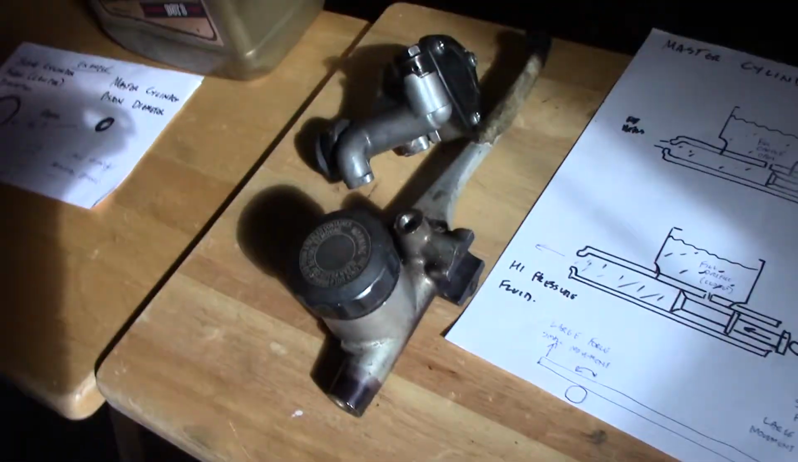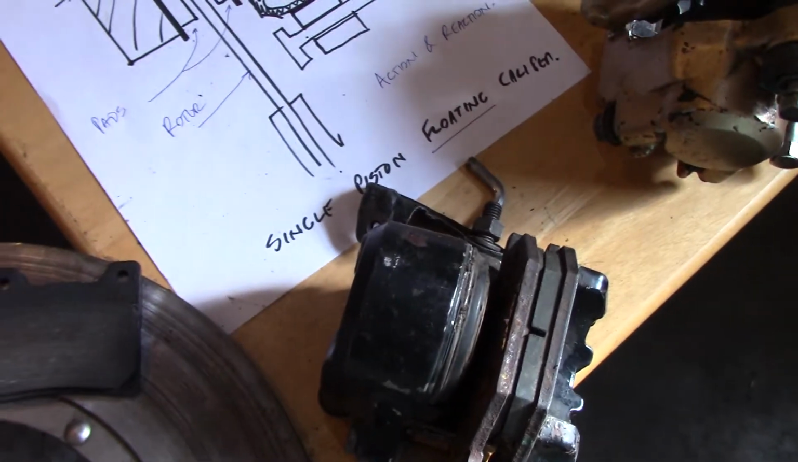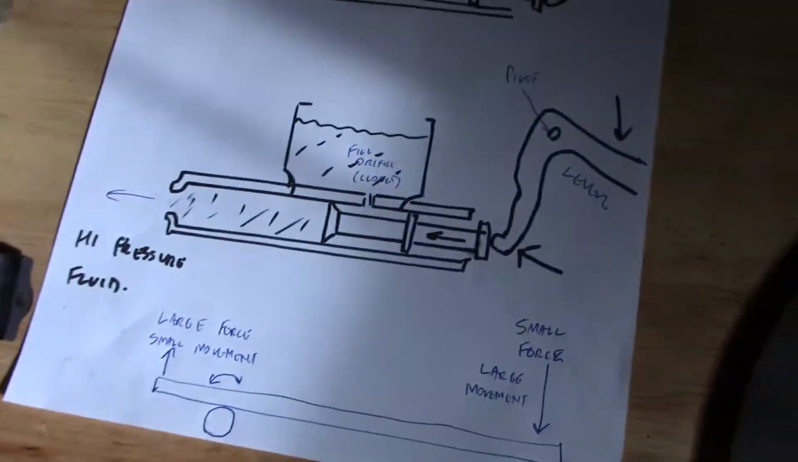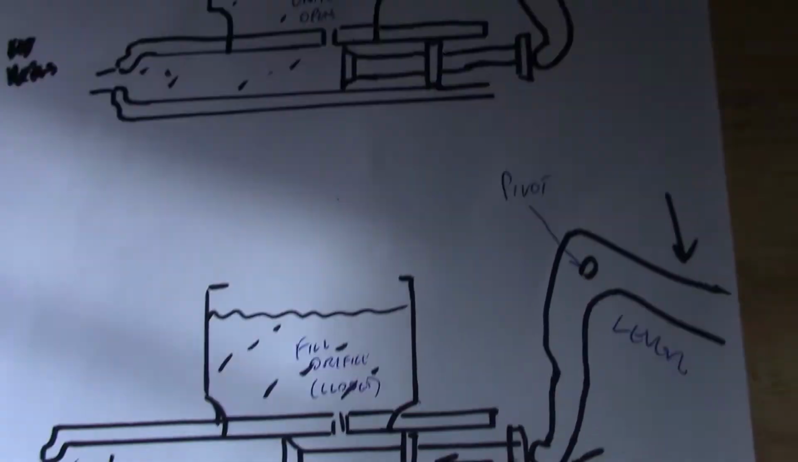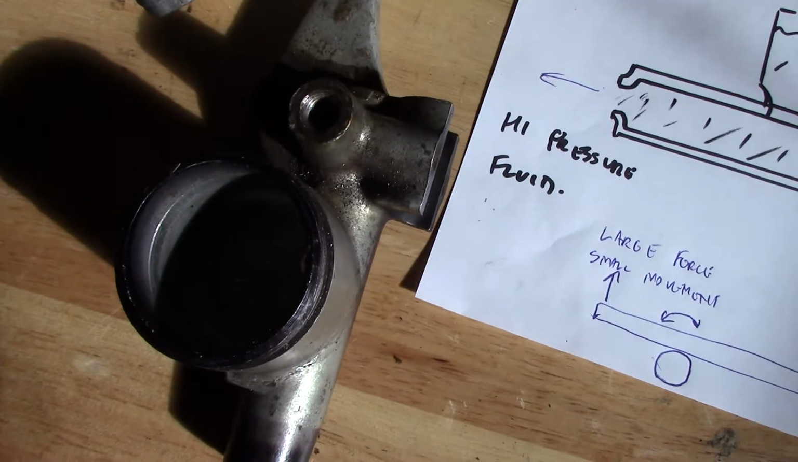So that's the calipers. Next we come to the master cylinder. The caliper is the slave cylinder. That's the assembly for that. And then the master cylinder is something like this. This is how it works. Okay, this is an unactivated one. So you've got the reservoir is full of fluid. This is the reservoir here.